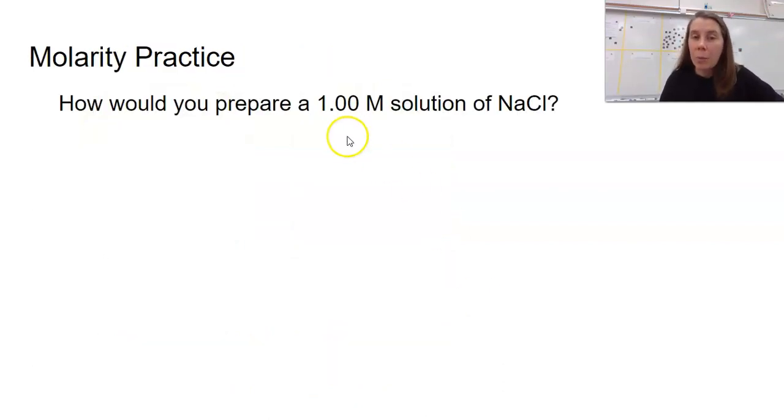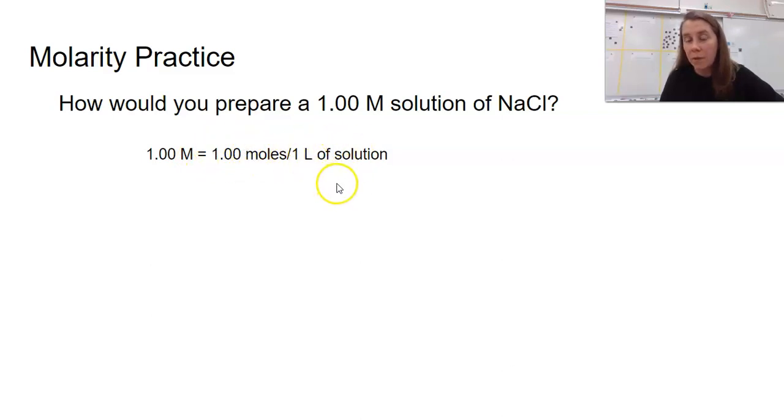All right, so how would you prepare a 1 molar solution of NaCl? This problem didn't give us a volume, so I'm just going to assume we're going to make 1 liter of it. So if we're making 1 liter of this, 1 molar, which is how we say that capital M, it's molar. So a 1 molar solution would be 1 mole dissolved in 1 liter of solution. And actually I should have more significant digits here. It should be 1.00 liters.